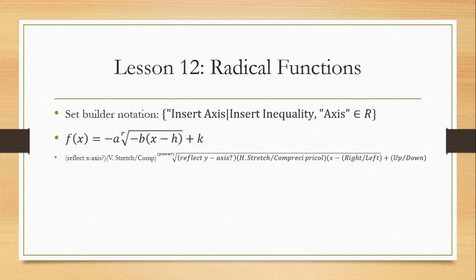For lesson 12, this is for radical functions. You want to remember the set builder notation, which I have on the screen, and you want to remember the parent function, or the original function of a radical function, which is f of x is equal to negative a times the square root of negative b times x minus h, plus k. Now I don't have it on here, but there are two parent functions you have to remember, and that is f of x is equal to the square root of x, or f of x is equal to the cube root of x. So this is everything on here.